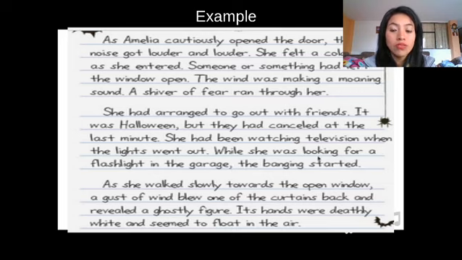While she was looking for a flashlight in the garage, the banging started, right? As she walked slowly, atmosphere, right? Can you see the atmosphere in this sentence? Towards the open window, a gust of wind blew one of the curtains back and revealed a ghostly figure. Atmosphere. Its hands were deadly white and seemed to float in the air.